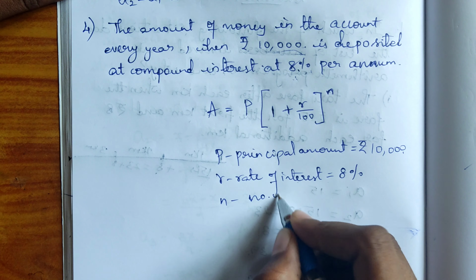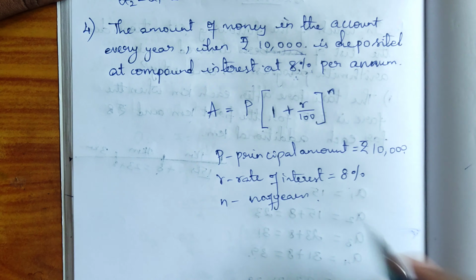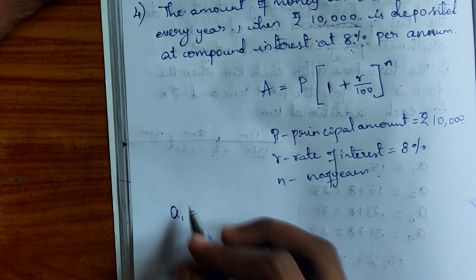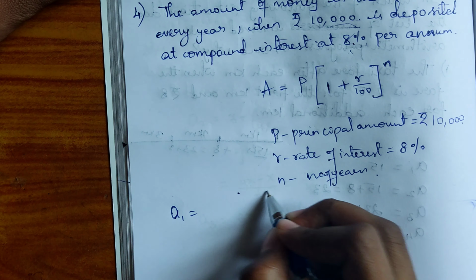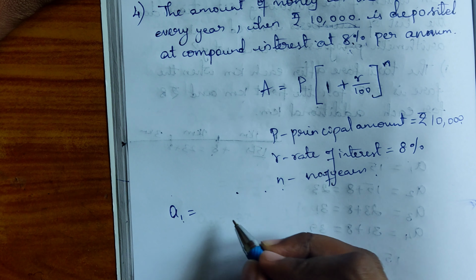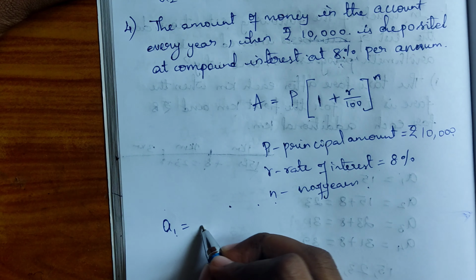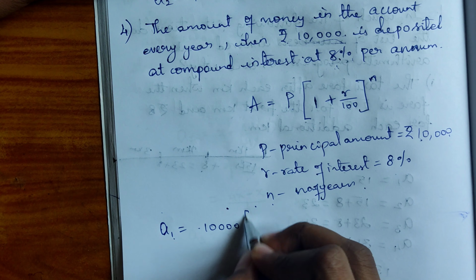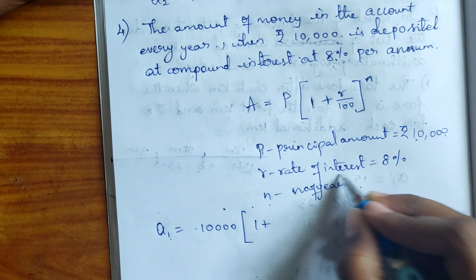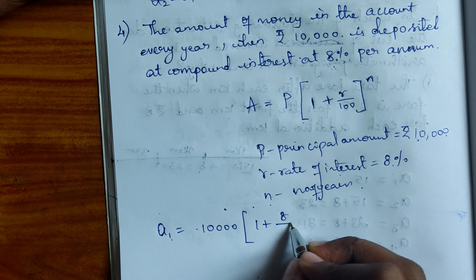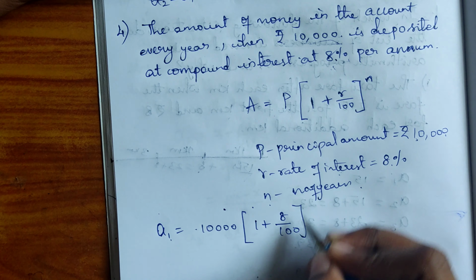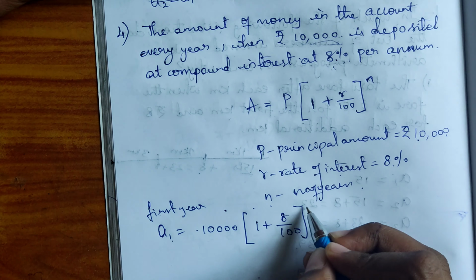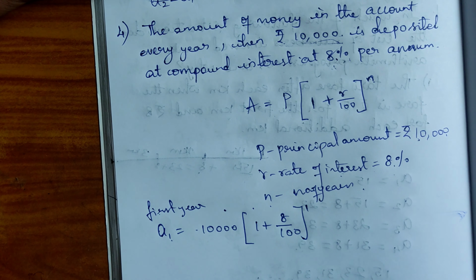That is the number of years or months. Okay, let us find out. First we have to find for the first year, that is A1, the amount of money in the account for the first year. The formula is A equals P, where P is the principal amount, that is 10,000 rupees. So 10,000 into 1 plus R, the rate of interest, which is 8%, so 8 divided by 100, to the power of the number of years. For the first year, the number of years is 1. So let us keep it as it is.